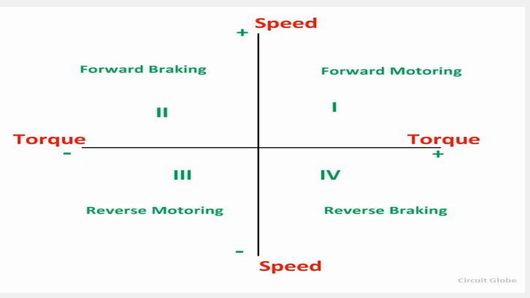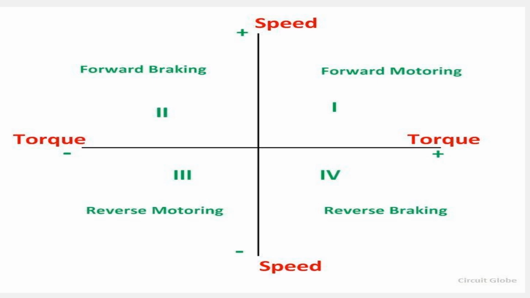So this is the four quadrant diagram shown. In the first quadrant it is forward motoring, in the second quadrant it is forward braking, in the third quadrant it is reverse motoring, and in the fourth quadrant it is reverse braking. If it is lying in the first quadrant, the torque is positive and the speed is also positive.